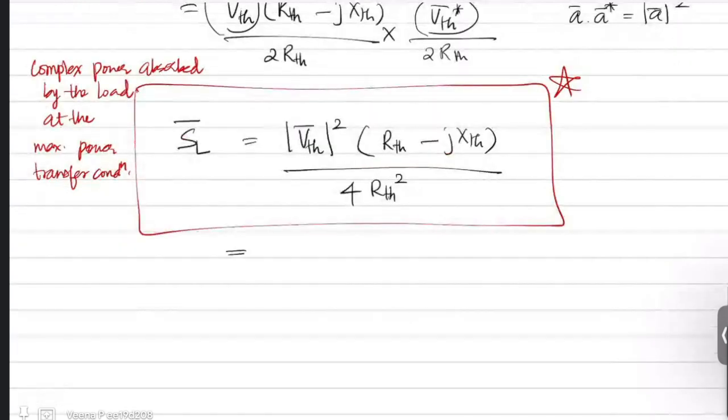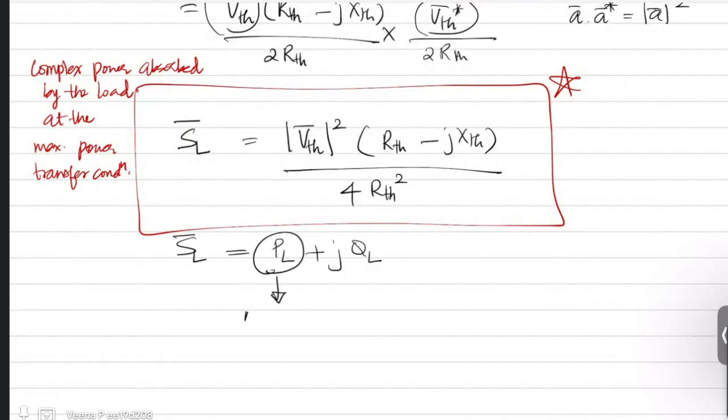Now this SL is nothing but PL plus jQL, where PL is the maximum average power across the load. Across the load is ZL, not RL, sorry. Across ZL, or maximum power absorbed by ZL. Across is used for voltage. So maximum power absorbed by ZL.